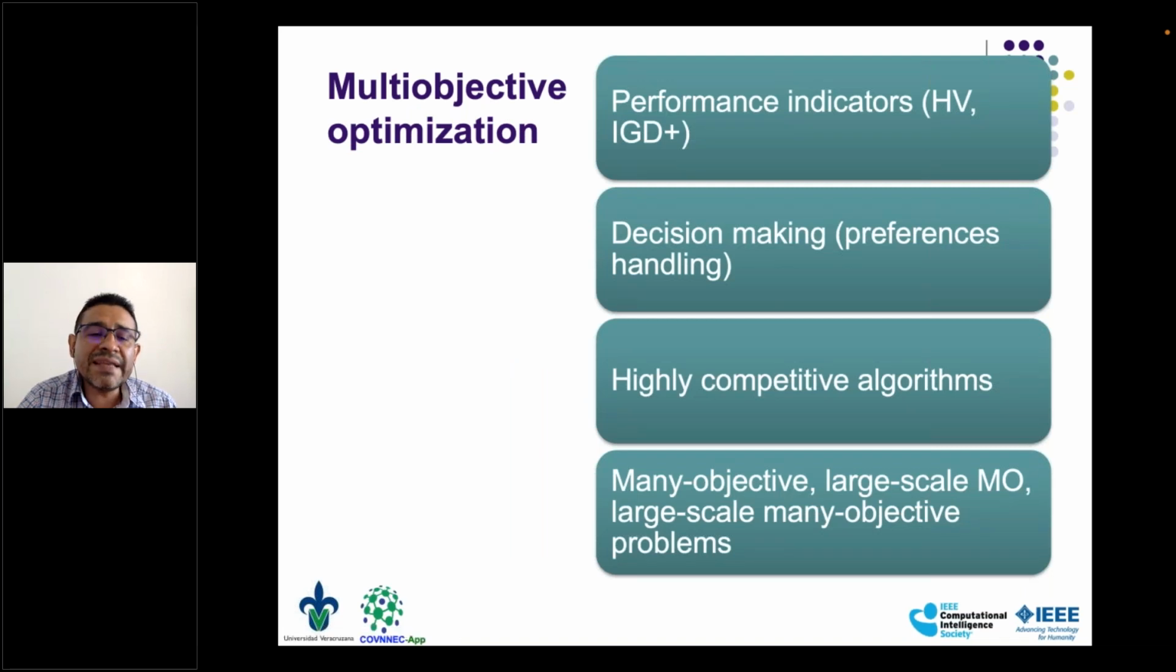And as I mentioned before, this area is particularly mature and very active in the evolutionary computing area. We have now very solid performance indicators, which are Pareto compliant, for example. Decision making is also well developed. We are able to select the most convenient solution of this Pareto front to be the one that we implement, that is the better based on some criteria. Decision making is also very well documented. There are highly competitive algorithms. NSGA2 is a very popular algorithm to solve bi-objective or three-objective problems. We also have many-objective optimization, large-scale multi-objective optimization, large-scale many-objective optimization problems, and so on. Multi-objective optimization is a very active and mature area.